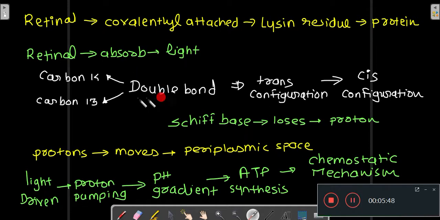So there is a double bond between carbon 14 and carbon 13. When retinal absorbs light, this double bond changes from trans to cis configuration, and because of this the Schiff base loses a proton, and the proton moves across the plasma membrane into the periplasmic space, where protons accumulate. Because of this light driven proton pumping, a pH gradient is generated, and the bacteria use this pH gradient for ATP synthesis by a chemiosmotic mechanism.